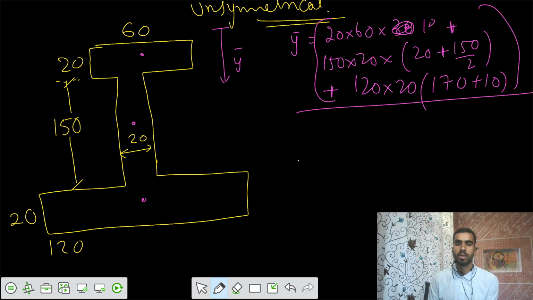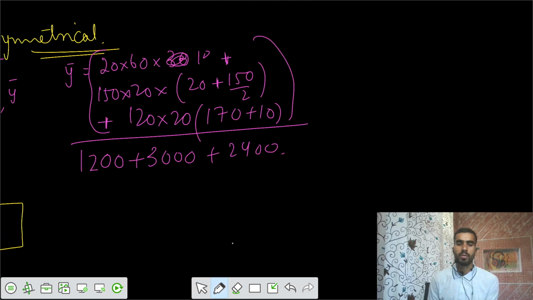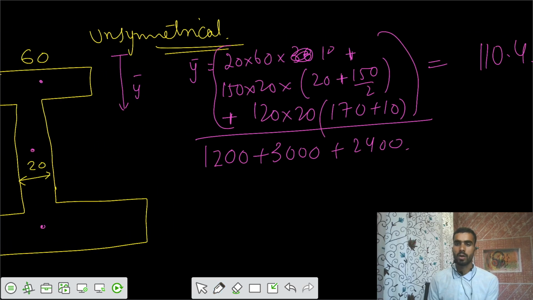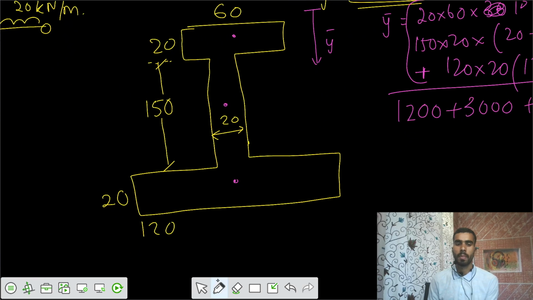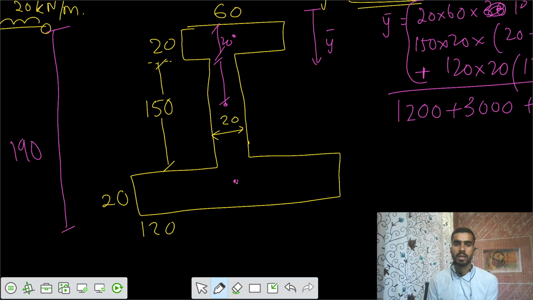Total area, what is the total area? That is 1200 plus 3000, then 2400. So this is the total area, and you got a value of the location of neutral axis at a distance of 110.45 mm. So from the top you have to go 110.45. So the total depth is 190. So you need to go up to the 110. This part is 75. This part is 20. This is 75. That means neutral axis is somewhere here at 110.